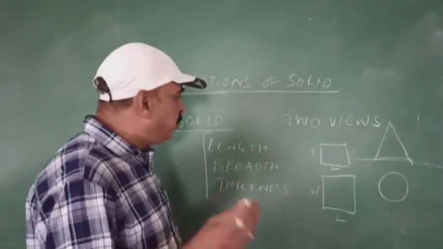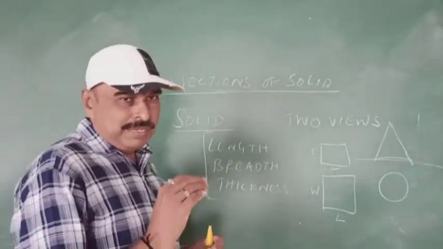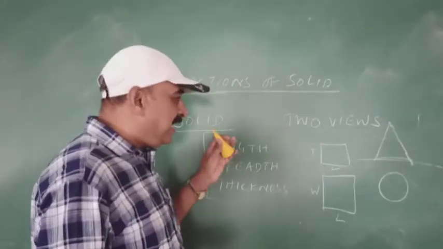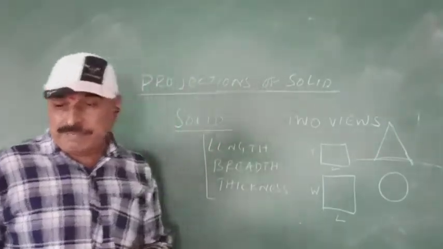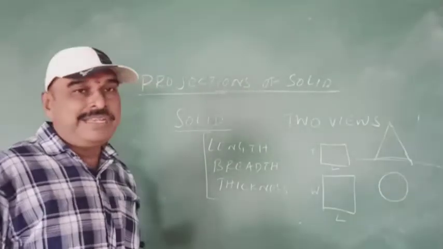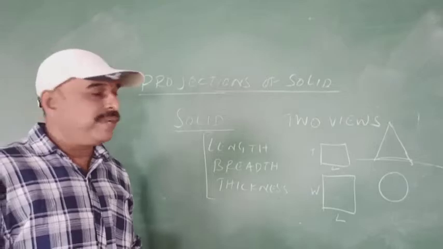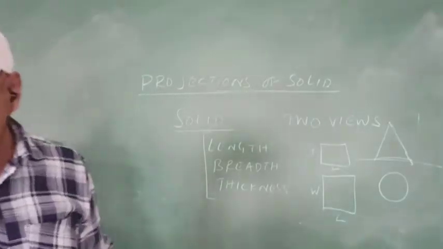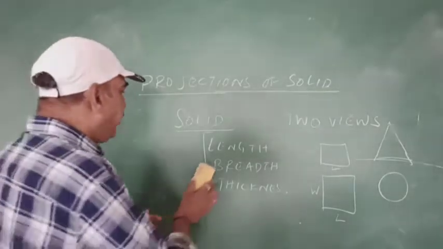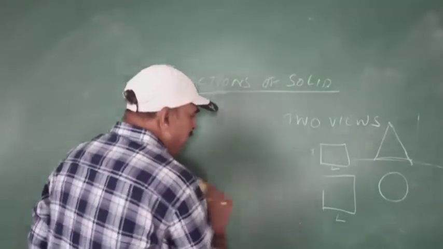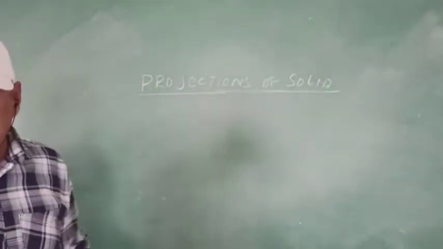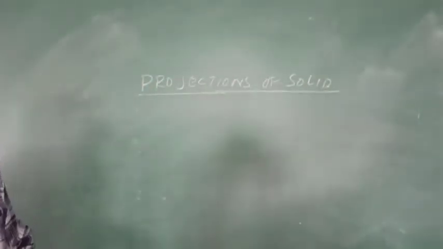Sometimes more than two views are needed to give the complete description of the object. Even apart from three views, some auxiliary views are also needed if the solid has complex shapes or to give more details about the solid. We may need more than three views also. So that is about the solid.